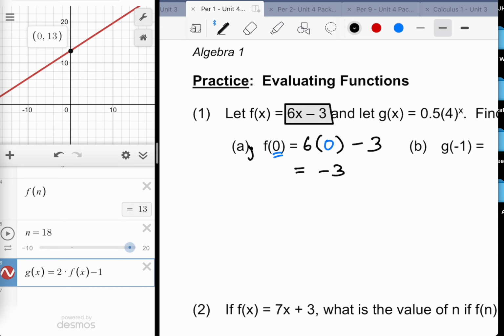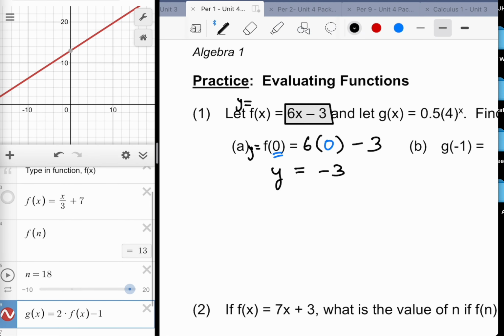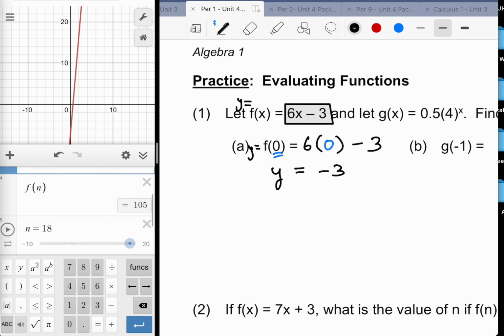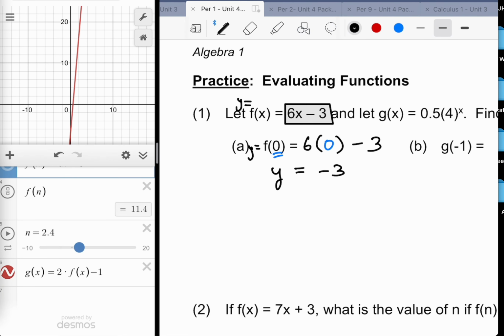So this is some value y equals f of 0, just like the original function is y equals f of x equals 6x minus 3. So your result is going to be some value of y, in this case -3. So you're just plugging and chugging away. You could use the slider approach just by typing in f of x, 6x minus 3, at 0. So I'd slide my slider to 0 and see what I get. I get a negative 3. So we're good. Or you can just type it in if you want.